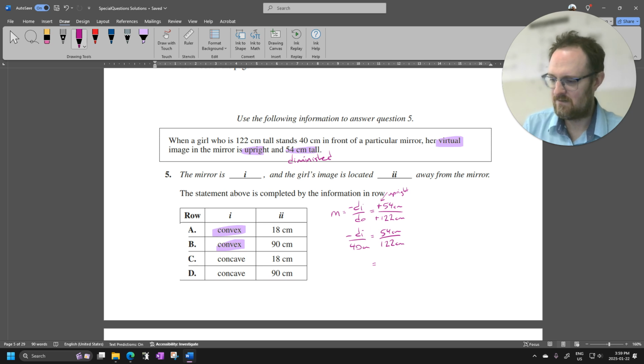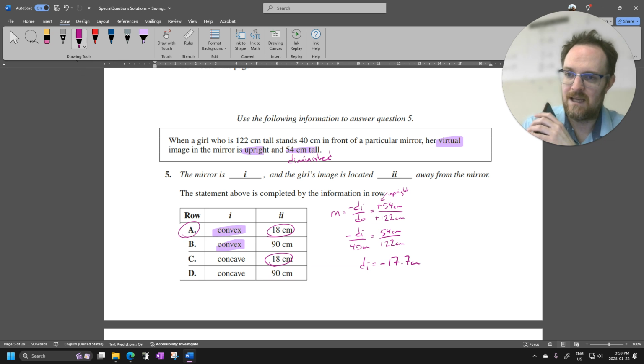Cross, multiply, and divide. You get 17.7. Technically negative, because of the negative part there. So negative 17.7 centimeters. So I know it has to be 18 centimeters. So I'm just going to come back. It's going to be A. But then to figure out if it's going to be convex or concave, I can find out what F is.